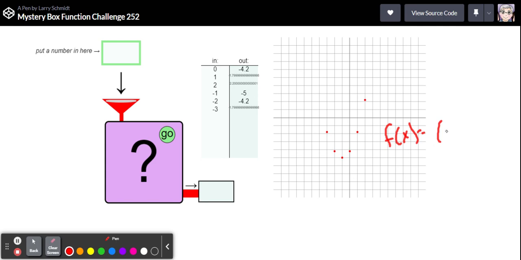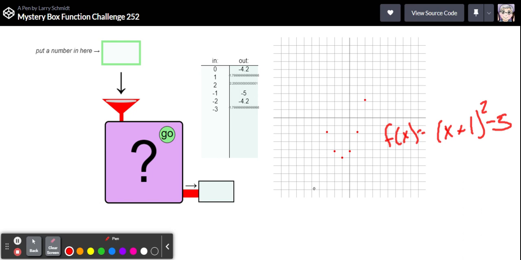So we've got parentheses, and we'll have x plus 1 quantity squared. So when you move to the left in the negative direction, you actually add 1 inside the parentheses. And then to go down, you just subtract 5 from the end. So I think we've got the translation here from the origin down and to the left.